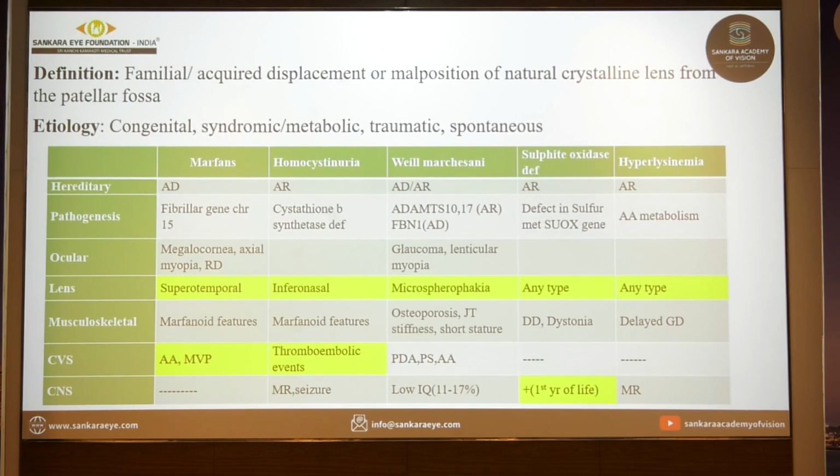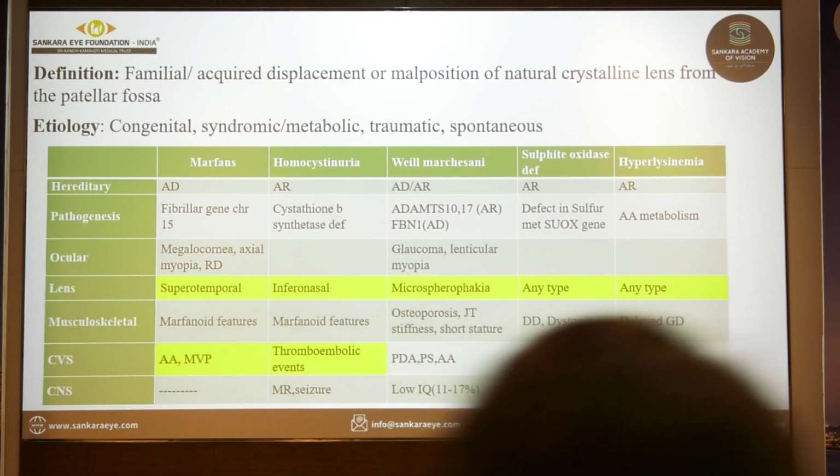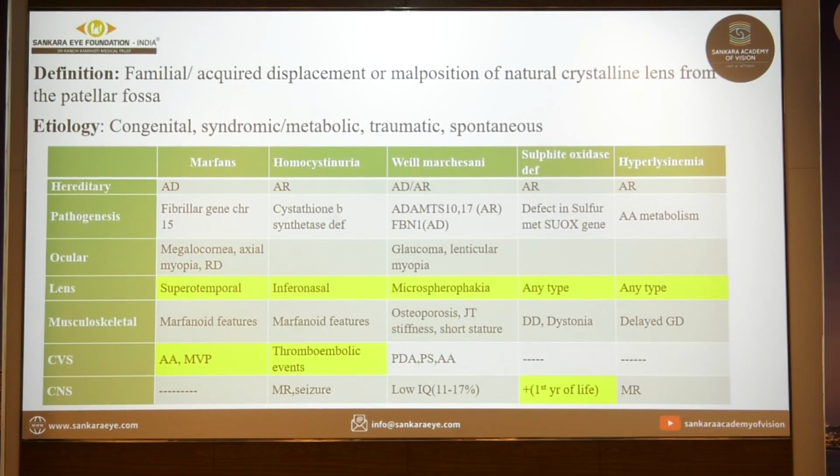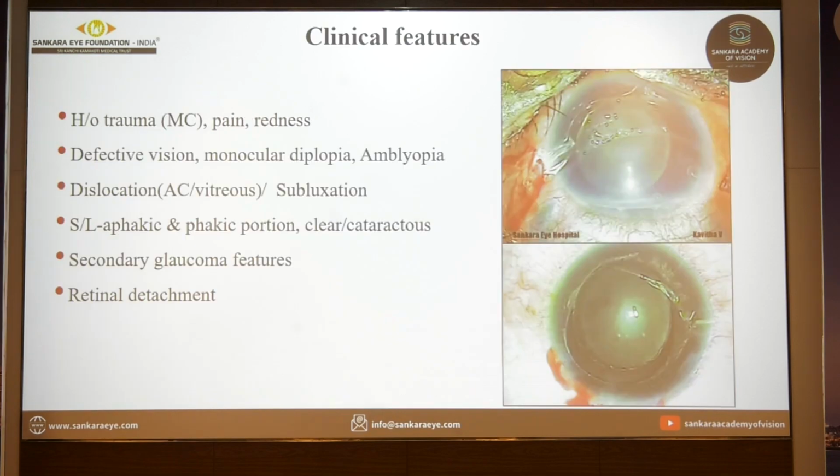Marfan's, homocystinuria, Weill-Marchesani, sulfite oxidase deficiency, and hyperlysinemia. One clue is the way the lens is subluxated. We can take a clue towards the diagnosis along with the other clinical evaluation.